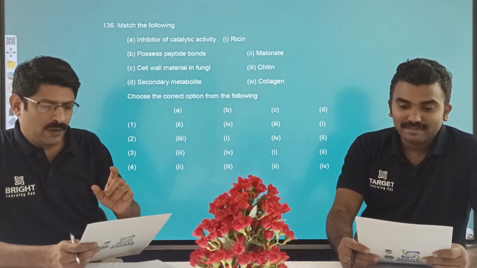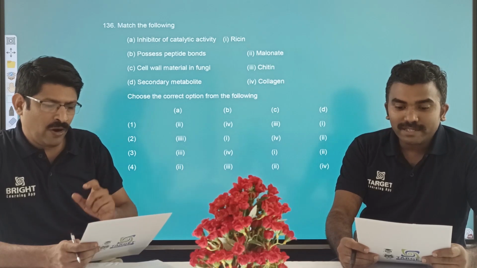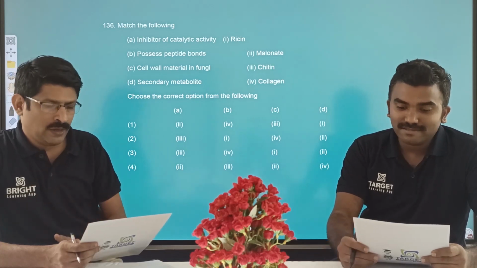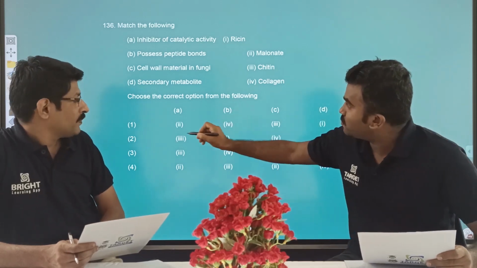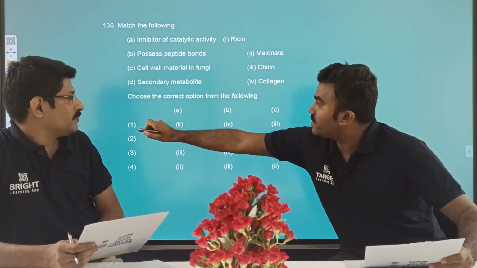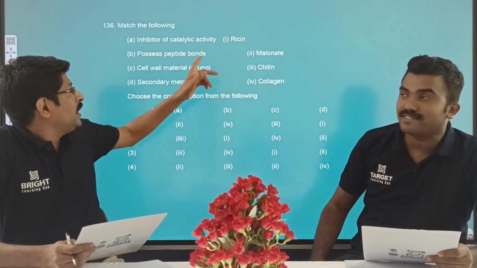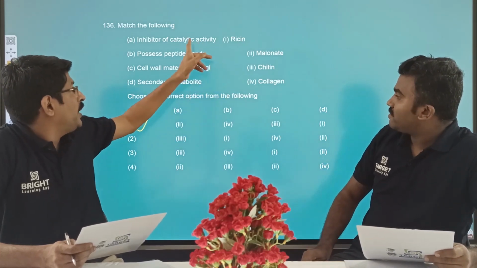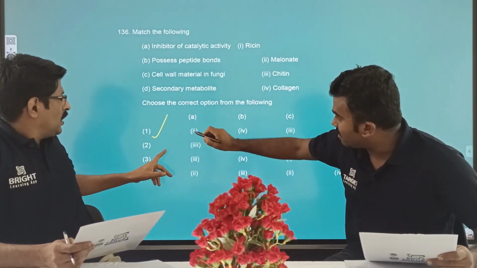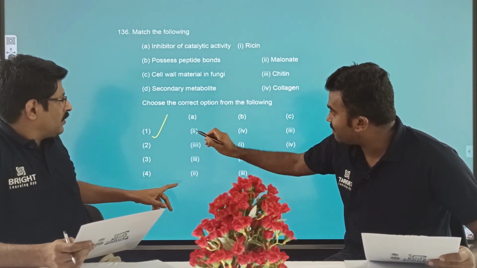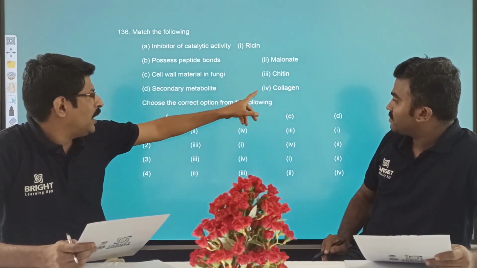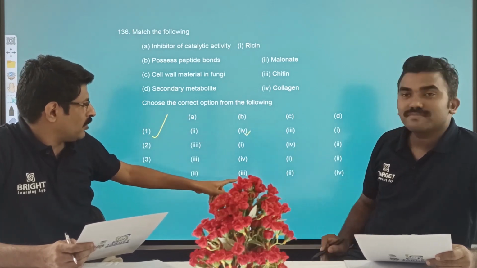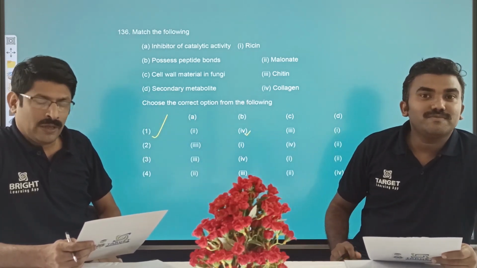So cell wall formation, cell wall material, that is chitin. Secondary metabolite is resin. So the right answer is the first one. From this we can conclude that option 1 is the right answer. Inhibitory activity, that is malonate. Here two options are there, actually here for one. Then we can go to the next one. Possesses peptide, that is A4, so B4. So only with the first two answer options.